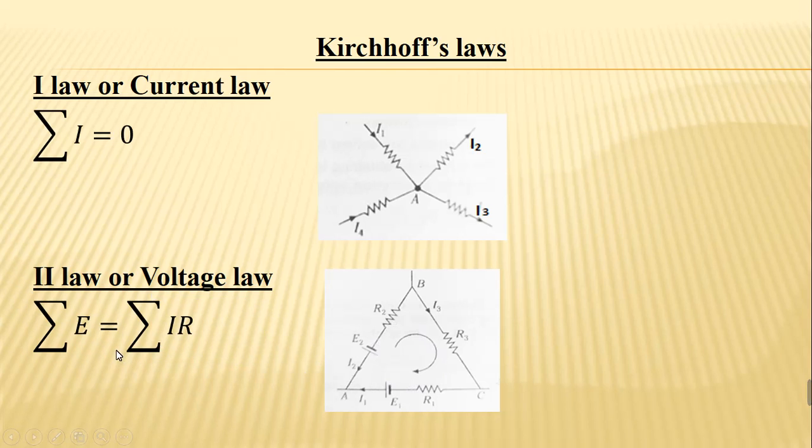The statement is: in a loop or a network or mesh, the algebraic sum of the EMFs is exactly equal to the algebraic sum of the products of current and resistance of the different parts of the loop. Okay, so this is all about Kirchhoff's first law and the second law.